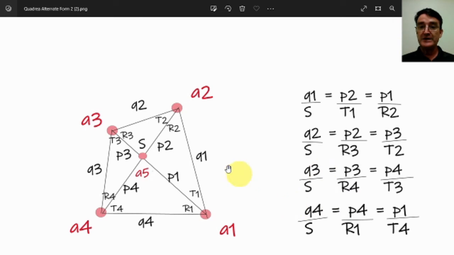And similarly for the other two triangles, for triangle A3, A4, A5, we have Q3 divided by S is equal to P3 divided by R4, and that's equal to P4 divided by T3. That's these equations here. And finally, for projective triangle A4, A1, A5, we have Q4 over the spread S equal to P4 divided by R1, and that's equal to P1 divided by T4.